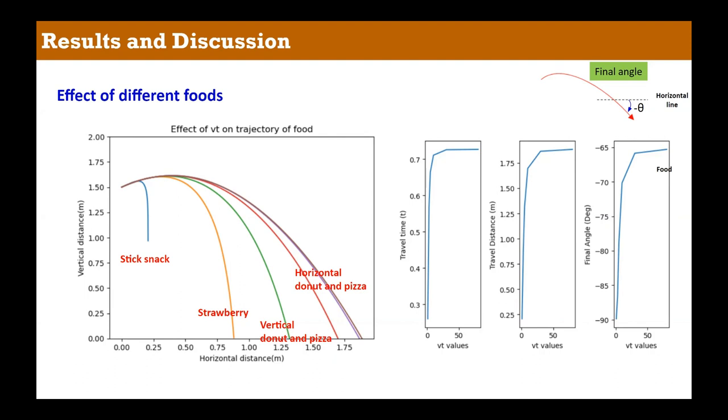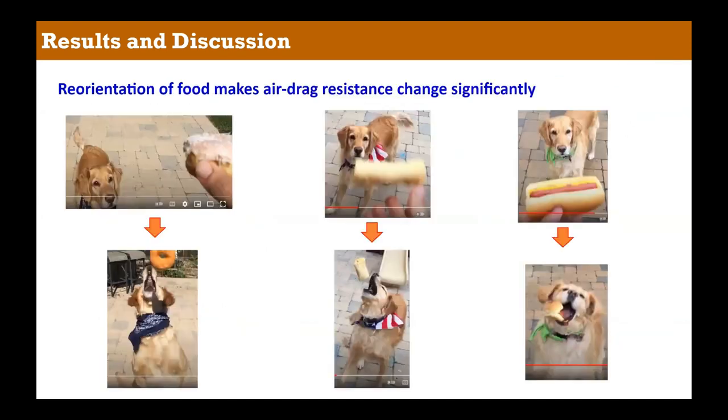Additionally, the graph on the right shows the time, distance, and angle with respect to the terminal velocity. As I explained before, the shape and orientation of the food matters as it affects the horizontal distance, travel time, and the final receiving angle. As we can see, the shape of the foods changed significantly from the time it is thrown and the time it reaches a dog. And this is what makes the dog confused, as they do not understand the trajectory of the food.